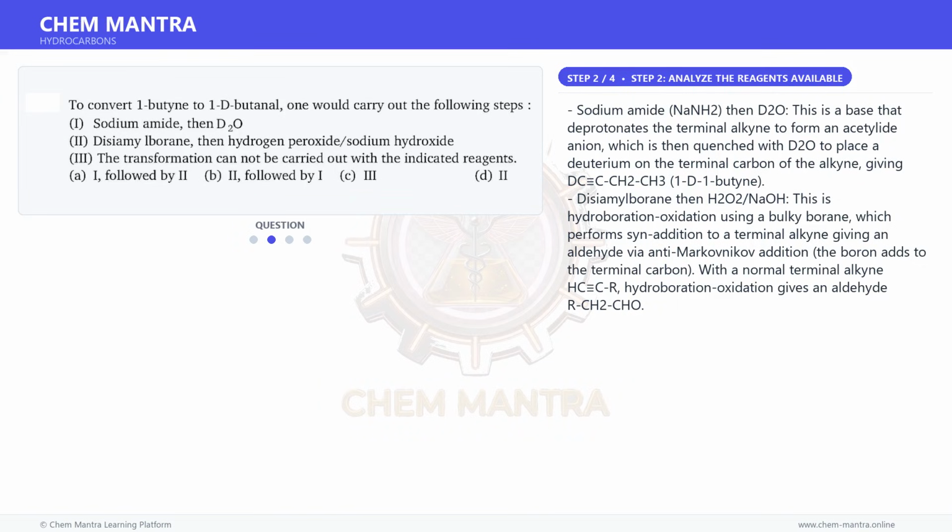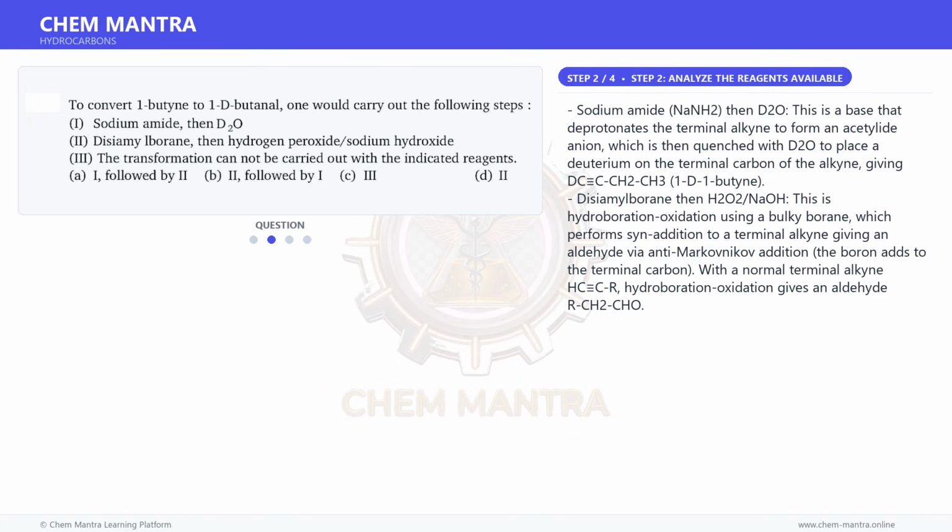Moving on to the next step. Sodium amide, NaNH2, then D2O. This is a base that deprotonates the terminal alkyne to form an acetylide anion, which is then quenched with D2O to place a deuterium on the terminal carbon of the alkyne, giving DC≡C-CH2CH3, 1-D-1-butyne.